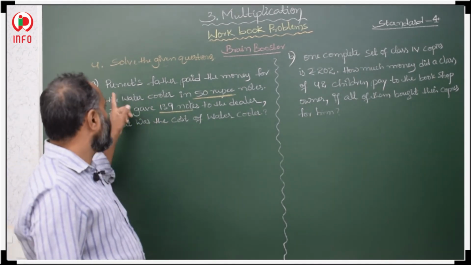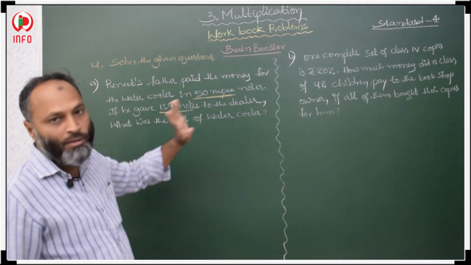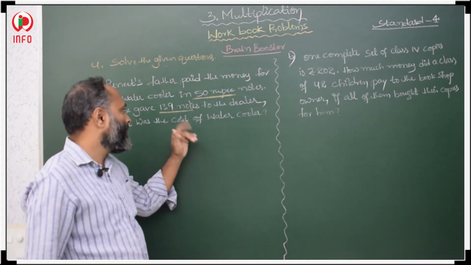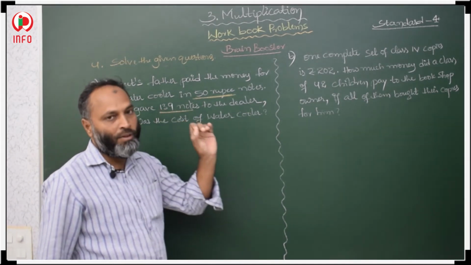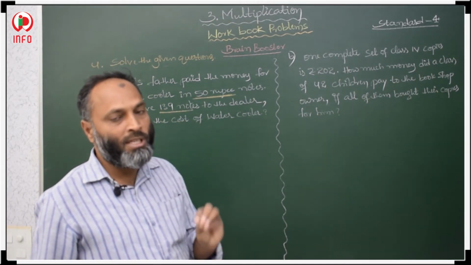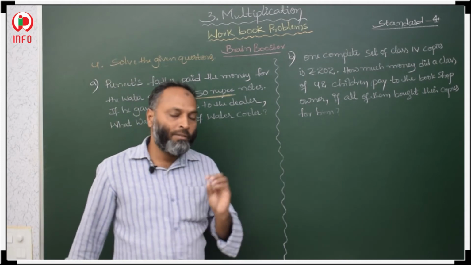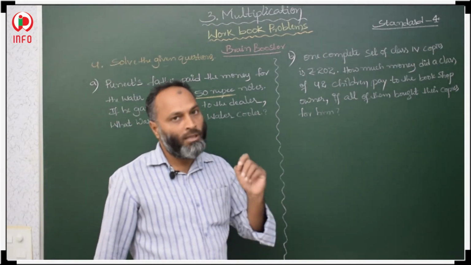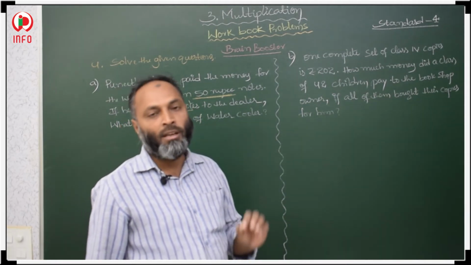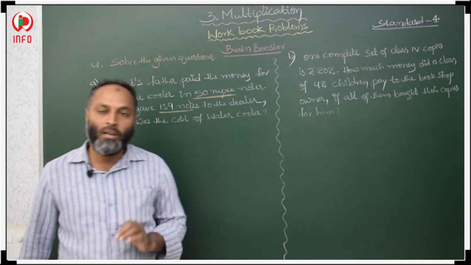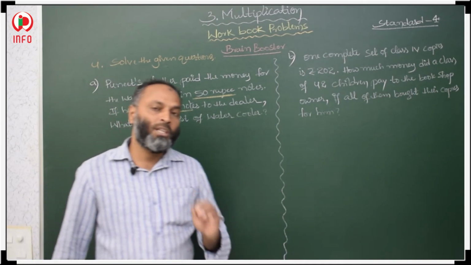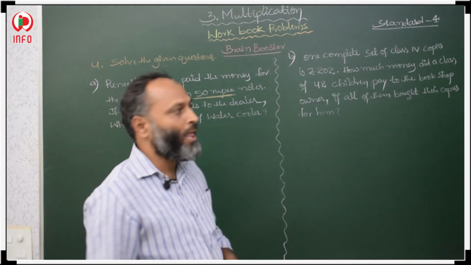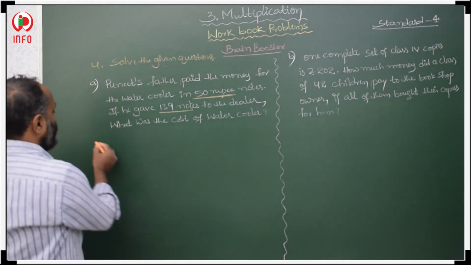So he paid money in 50 rupee notes. In total, how many notes did he pay? 139 50 rupee notes. Then to find how much amount he paid, we have to multiply the number of notes with 50. Why 50? Because all are 50 rupee notes, that is why we have to multiply with 50. Now we have to write the steps first.